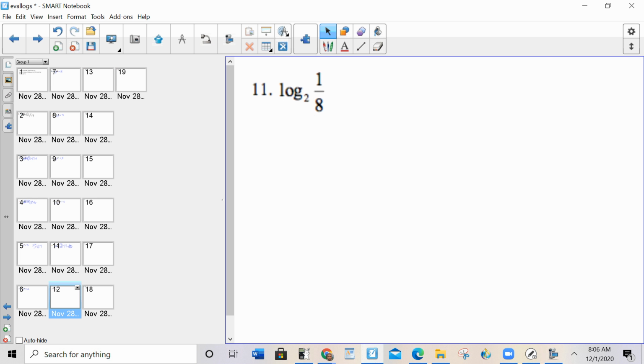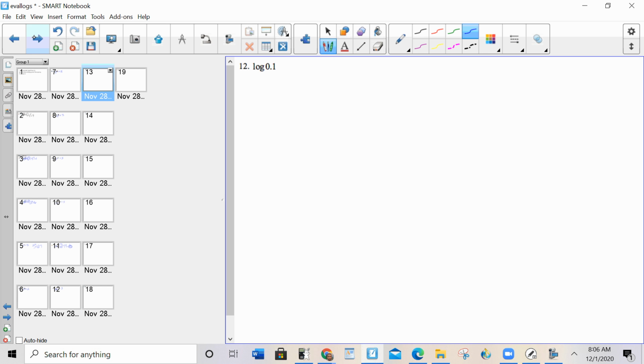Okay, this is saying 2 to what power is 1/8? Well, since it's a fraction, I know the answer needs to be negative. And 2 to what power is 8? 3. That's it. If it's a fraction, it's going to be a negative. And again, we talked about negative exponents last week.